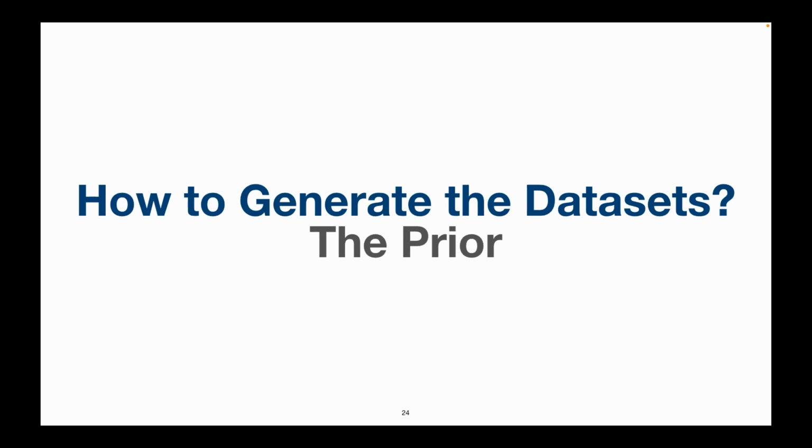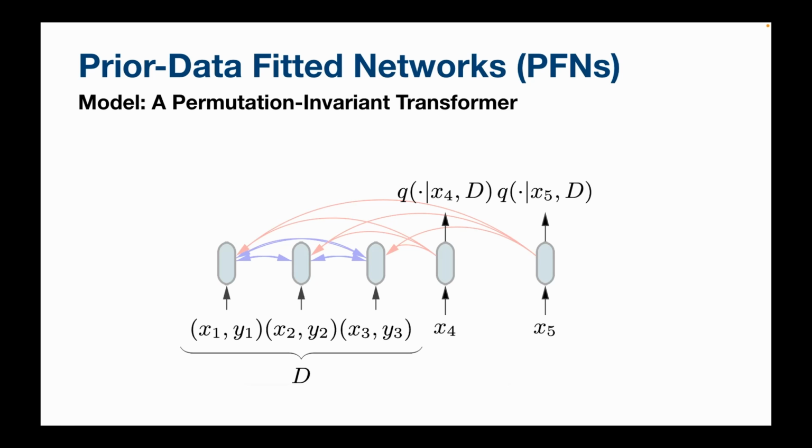Okay. So maybe let's dive into how we generate the data sets really quick. As we said before, we now have this architecture that can accept the whole training set, here D, and that can accept the X test, x4 and x5, and can make our predictions. So we have the neural network that we need, but now we need the data to train it on, right? That's the most important bit.